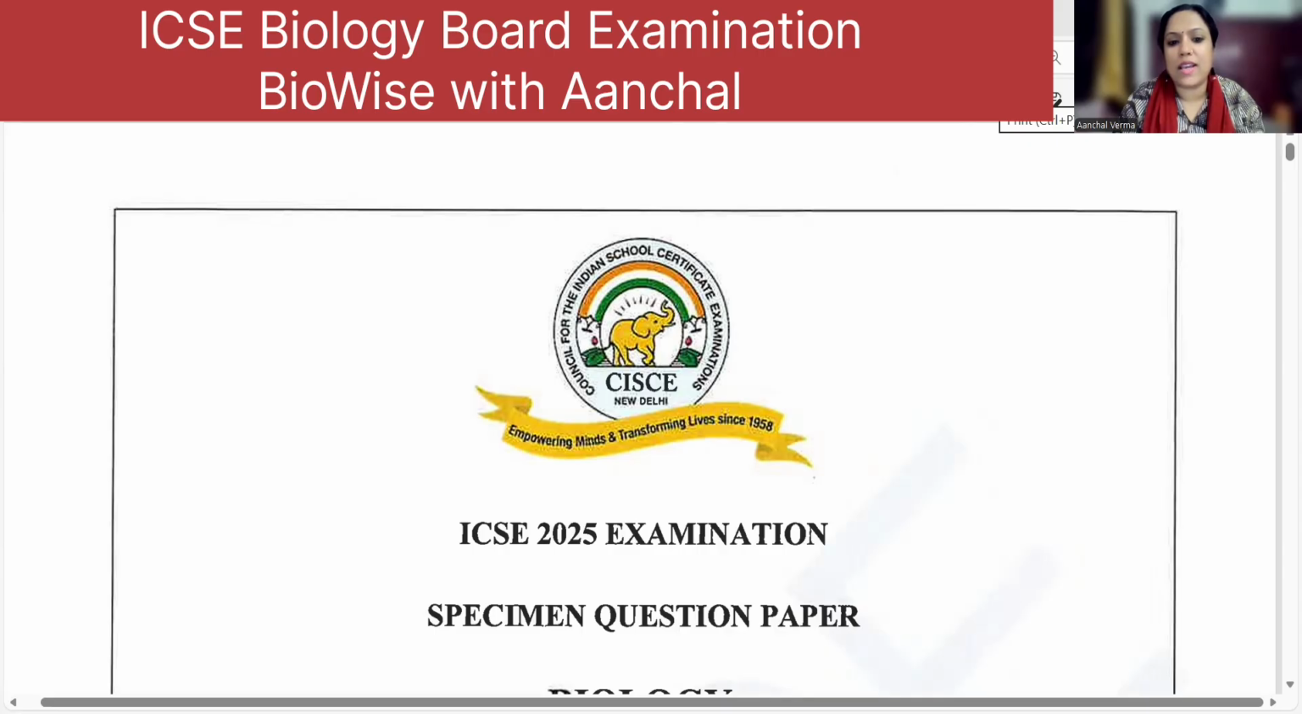Now let us discuss the ICSE 2025 examination specimen question paper given by the ICSE board. So let us see how much is your practice and preparation for the exam.